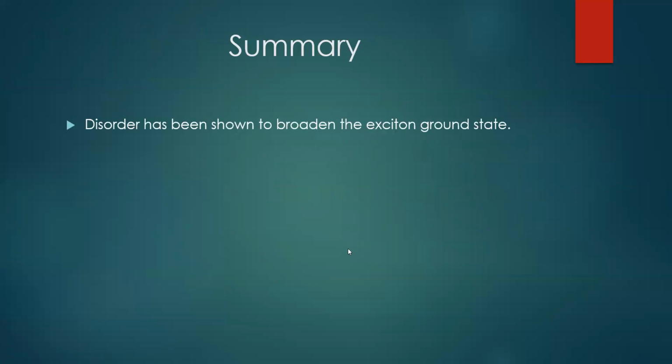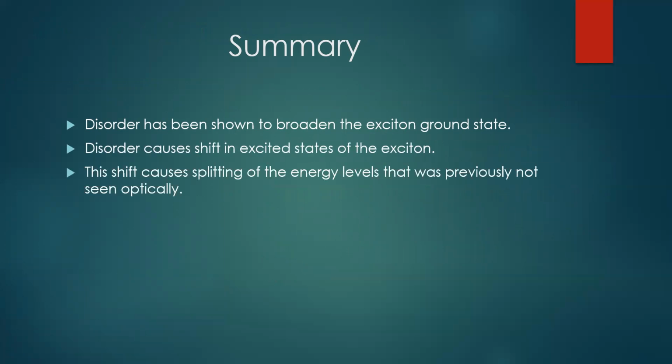In summary, we've shown that the disorder broadens both the exciton ground state and the excited states. It also causes shift in the excited states of the exciton. And this shift causes splitting of the energy levels that previously could not be seen optically without the use of an electric field. And this is similar to the groundbreaking Lamb shift.